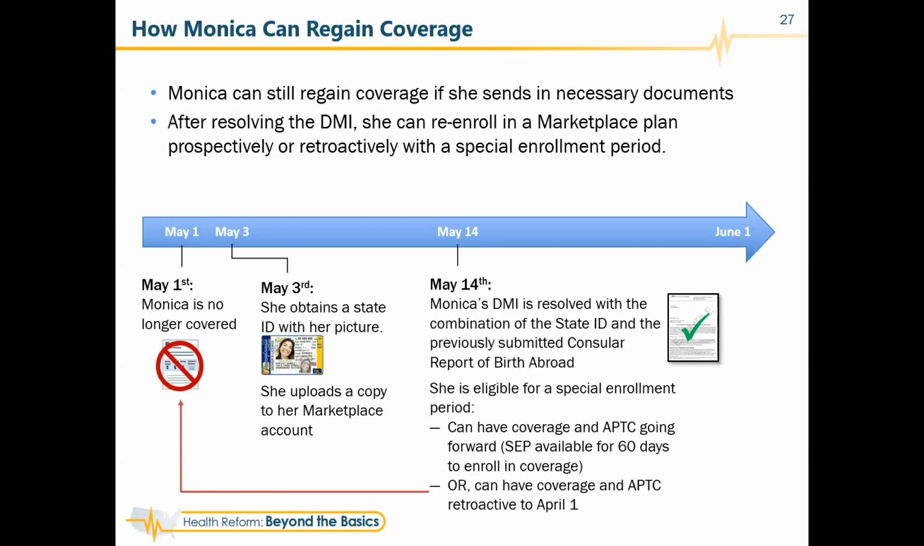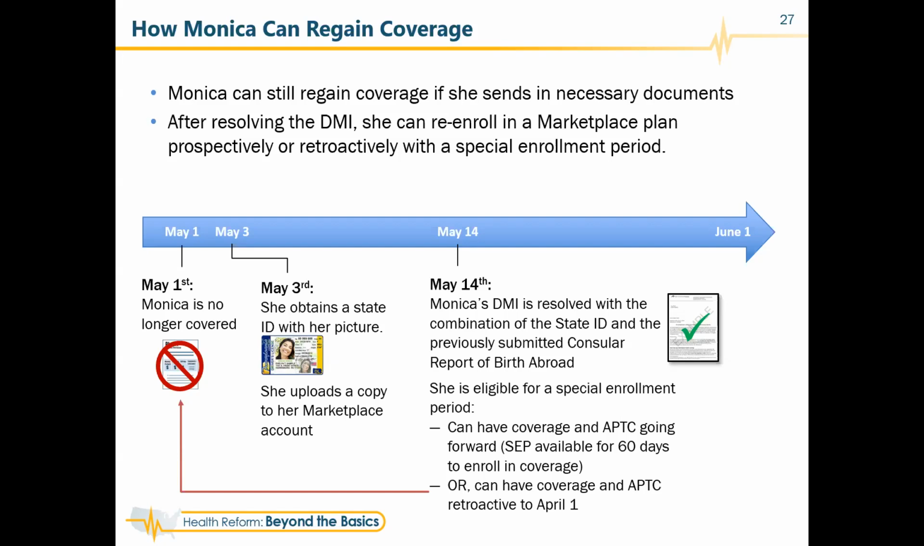So let's say that on April 30th, Monica's coverage is terminated because of the inconsistency. On May 3rd, Monica sends in her driver's license. She now has a driver's license, we'll say, and she uploads it to the marketplace, which, by the way, is a faster way than mailing in. So that's always a good thing if you have the ability to help somebody upload their documentation.